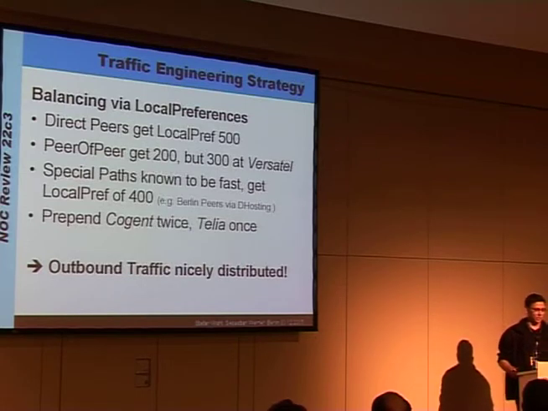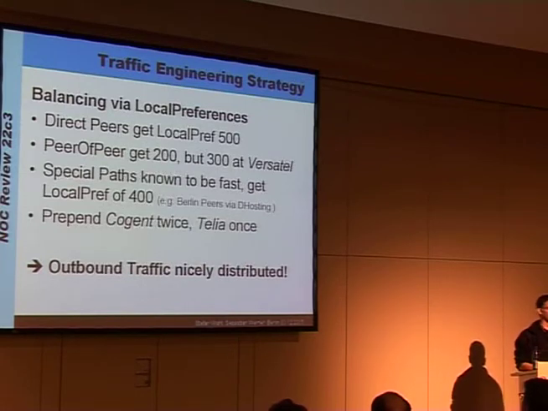And we got a strategy this time that we do the balancing via setting a local preference at our outbound routers. And we said, hey, if the IP is directly connected to our peers, this is definitely the best way. And so they get the highest local preference. If it's a direct peer of one of our peers, we assign them a medium preference of 200. But Versatel has a very big link of 10 gigabits, and so their direct peers get a preference of 300.